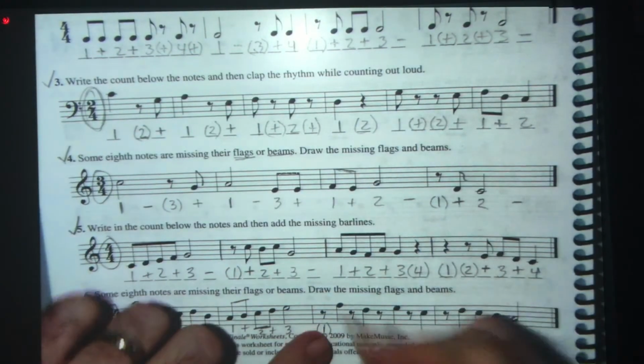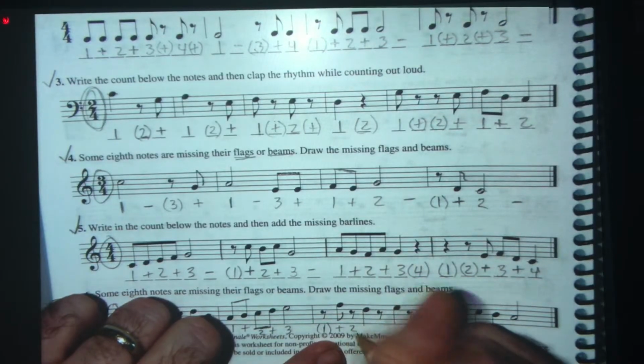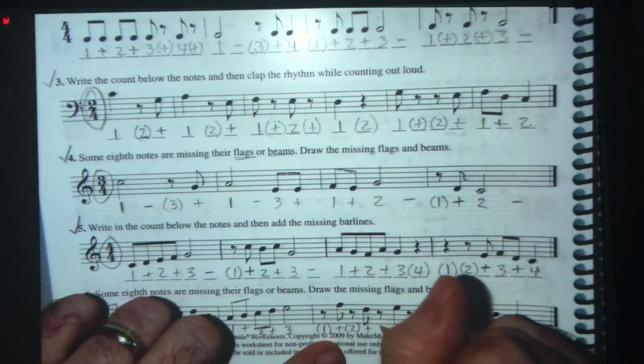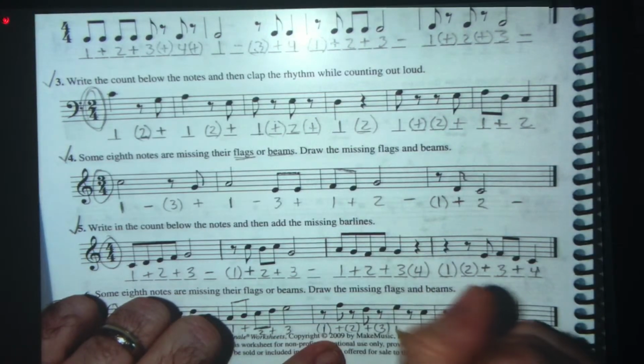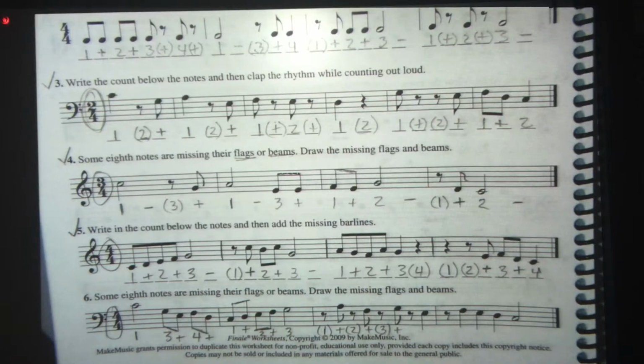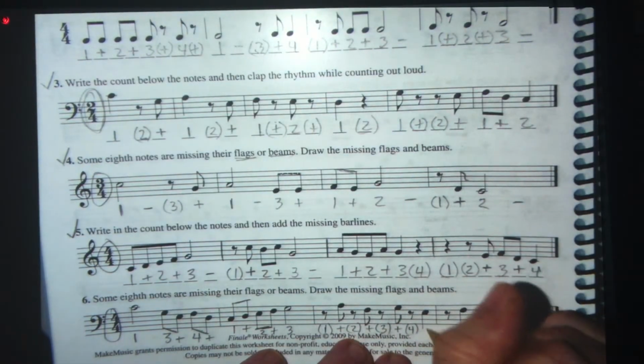So that'll be 1. This will be and. Add a flag. This will be 2. This will be and. Add a flag. This will be 3. This will be and. Add a flag. Notice the flag goes towards the note head. The last one will be 4, add a flag, put your and.